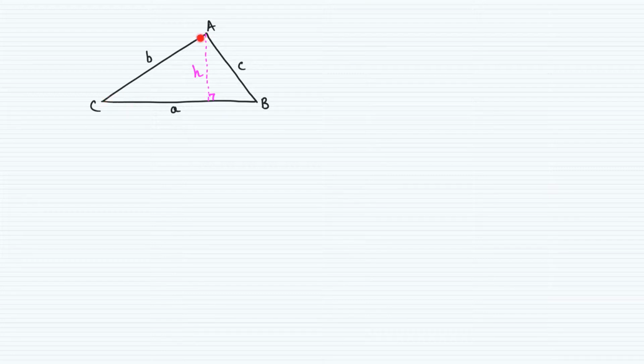So I'm going to take this right triangle and write that sine C is equal to the opposite. So this is C, the opposite H, and hypotenuse B, so it's H over B, meaning that H is equal to B sine C.